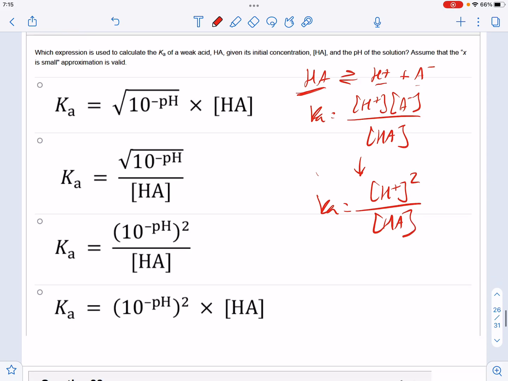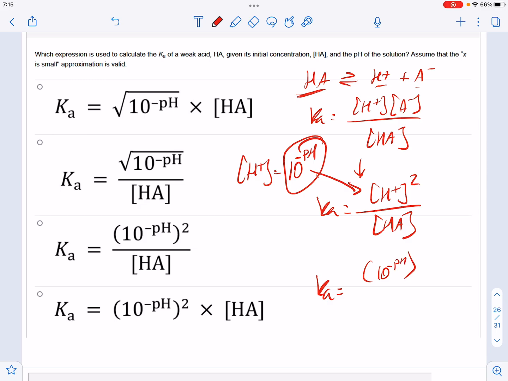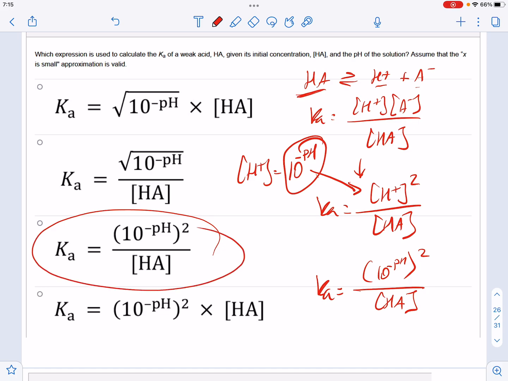All right? And if you have the pH, then H plus is equal to 10 to the negative pH. So basically, we can take this, substitute it there, and then we end up with Ka being equal to 10 to the negative pH squared divided by HA. Okay? Which is pretty much this expression that we have here.